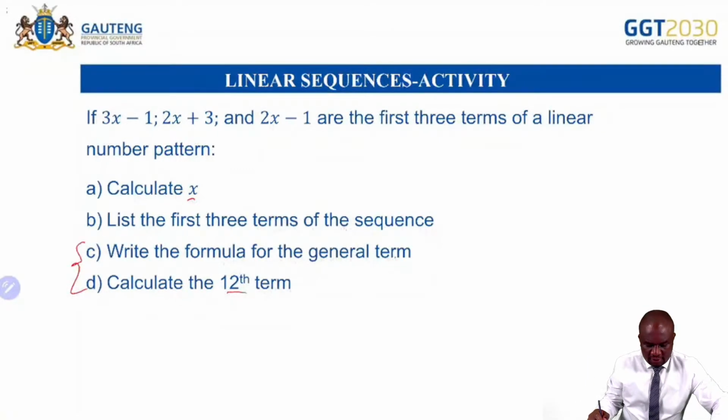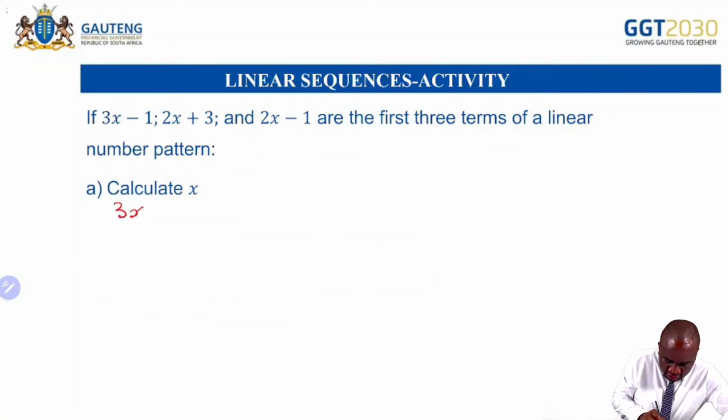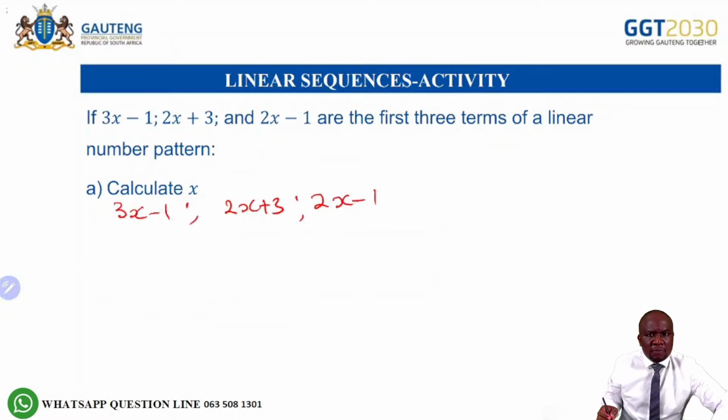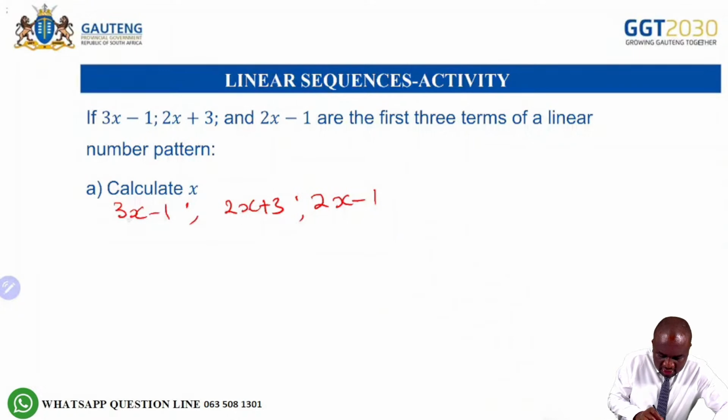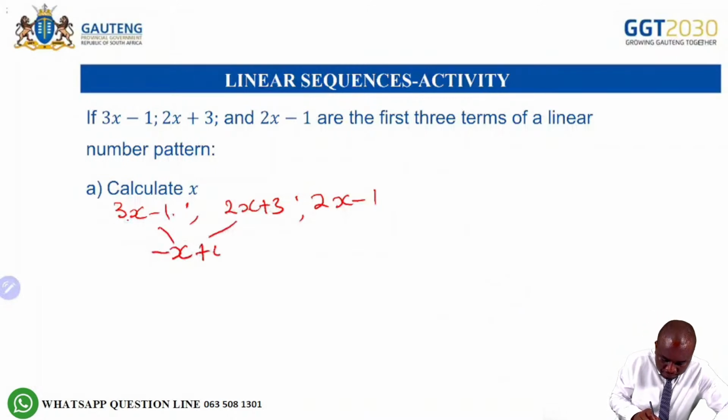Right, welcome back, grade 10. Let's do this together. So we have our first term, which is 3x minus 1, and then we have 2x plus 3, and then we have 2x minus 1. Right, now let's find our common differences. 2x minus 3x, what is that? That is negative x. And then 3 minus negative 1, what is that? That will be 3 plus 1, which is 4.